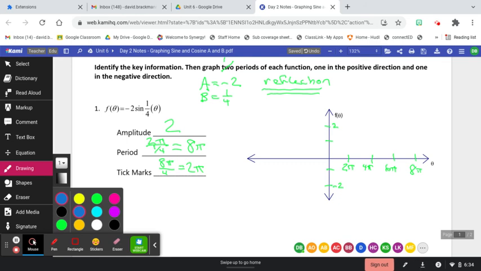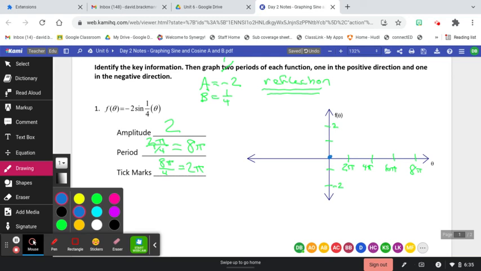Sine always starts in the middle because the sine of 0 is 0. We'll start right there in the middle. Now, yesterday we talked about the fact that the graph goes up first and down second because sine is positive in the first 2 quadrants.